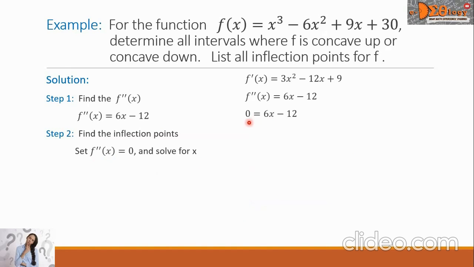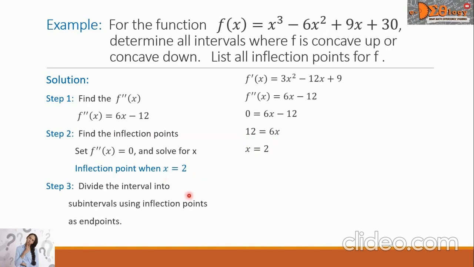So we have now 0 equals 6x minus 12. Let us now solve for x. This negative 12 we will transpose to the left side. It becomes positive 12 equals 6x. Let us divide this equation by the coefficient of x, which is 6. So we have here 12 over 6 is equal to 2. So the value of x equals 2. This is our inflection point. And we say that the inflection point occurs when x is equal to 2.